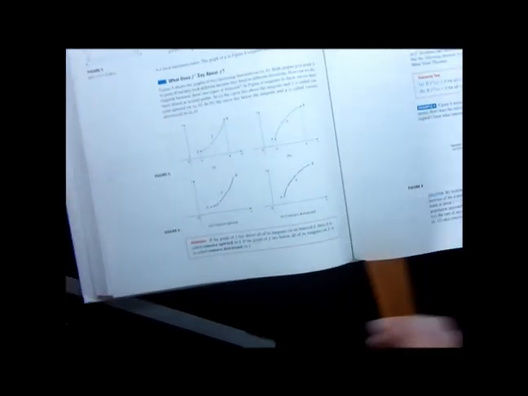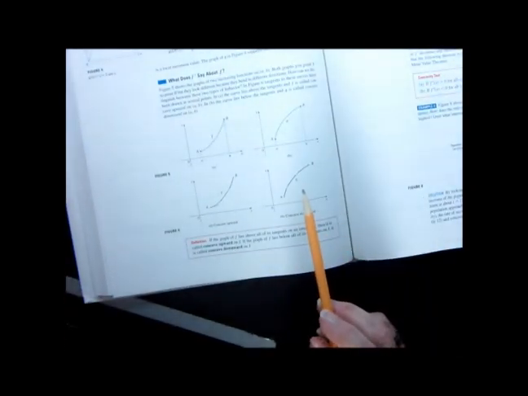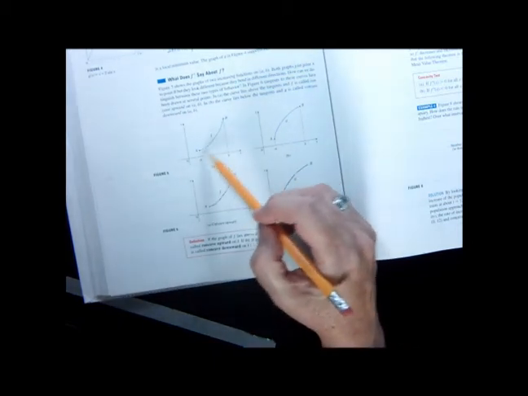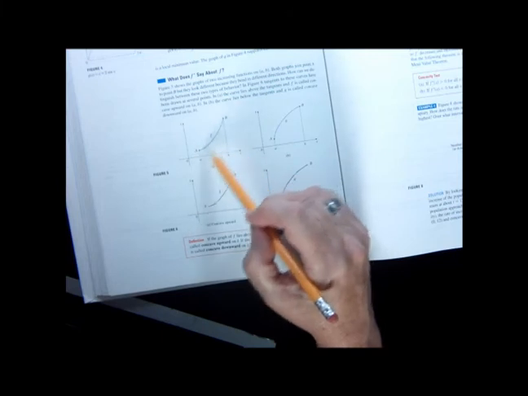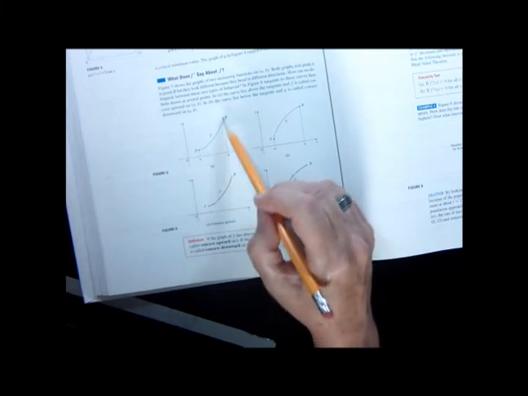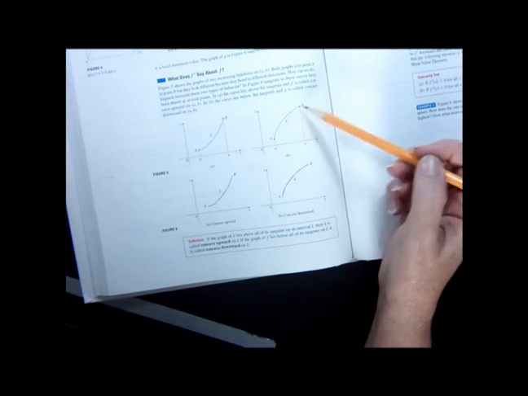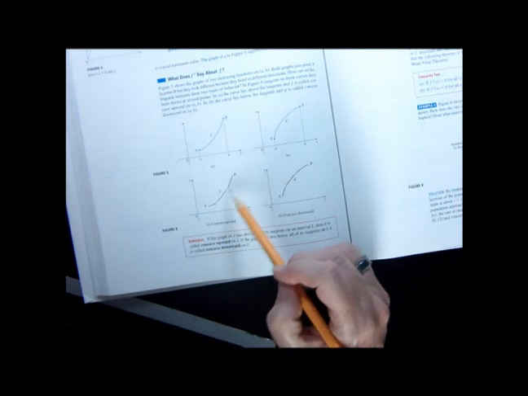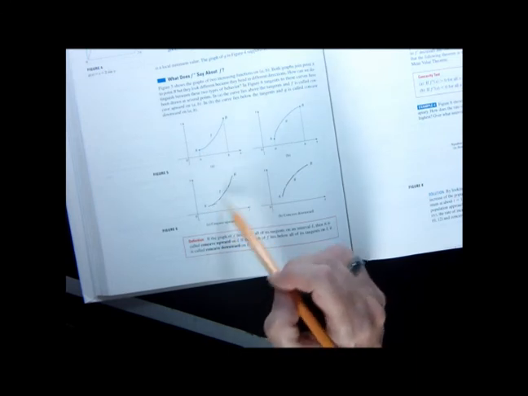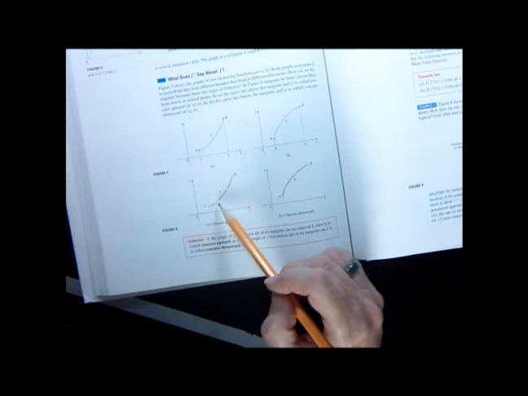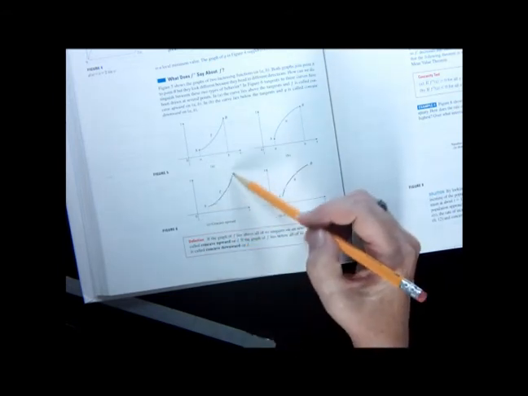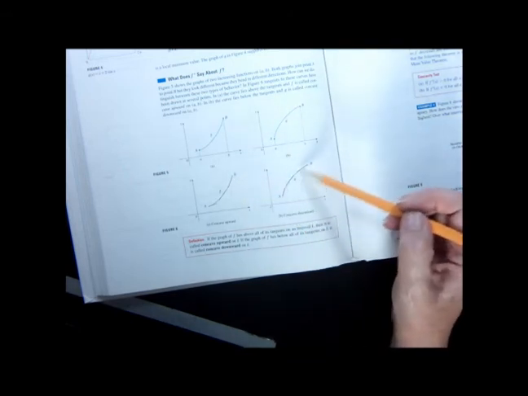Now we're going to look at what f double prime says about f. F double prime describes whether something will be concave up or concave down. Concave up means I'm going to have a slope getting steeper and steeper. Or concave down.